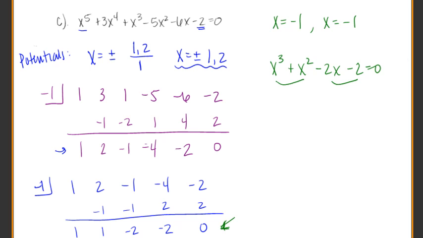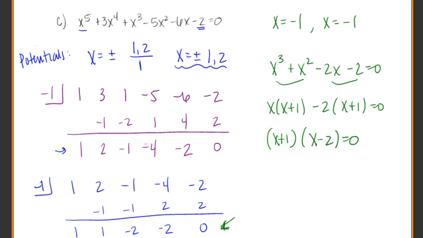So let's group the fronts and the backs. So x times x plus 1 minus 2 times x plus 1. Okay, that's looking good. Let's pull off that x plus 1. That's going to leave you with an x minus 2. So from here we get x to be -1, and then from there we get x to be 2. So look, we got x equals -1 3 times, and then x equals 2 once.